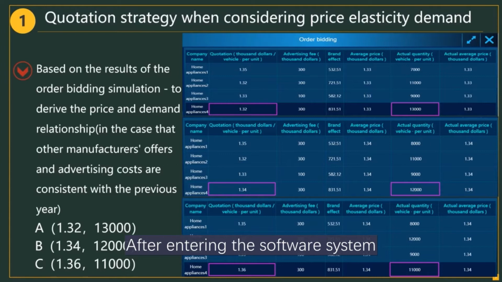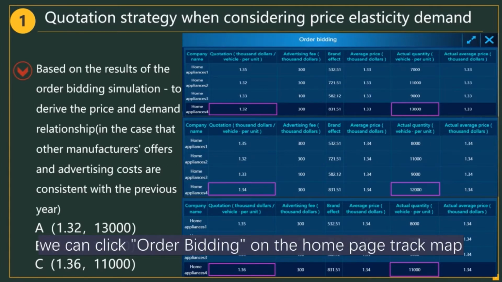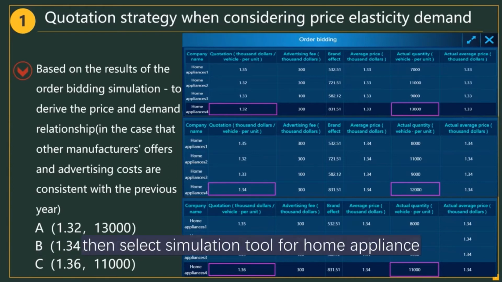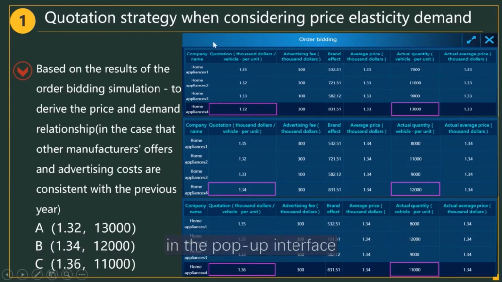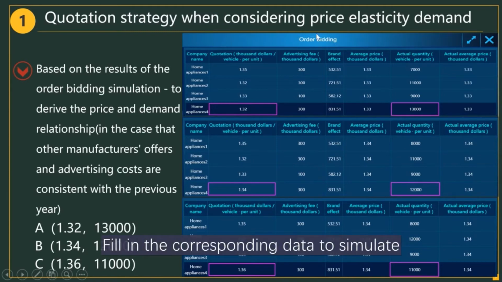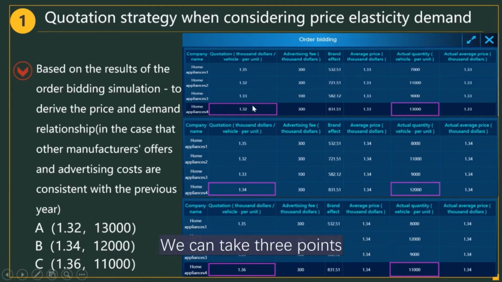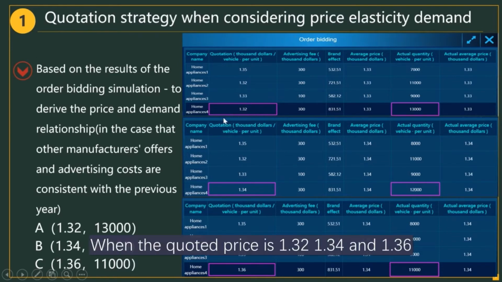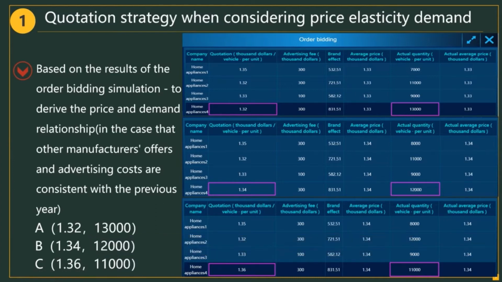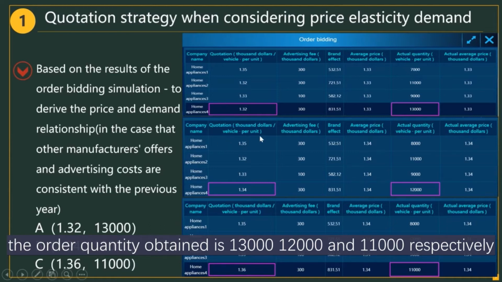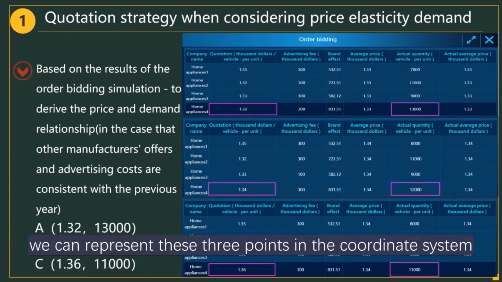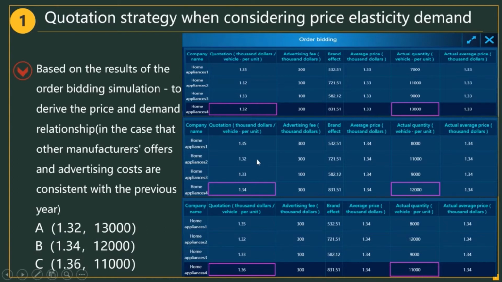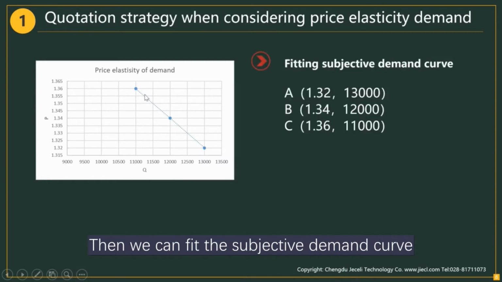After entering the software system, we can click Order Bidding on the home page track map. Then select Simulation tool for home appliance in the pop-up interface. Fill in the corresponding data to simulate. We can take 3 points. When the quoted price is 1.32, 1.34, and 1.36, the order quantity obtained is 13,000, 12,000, and 11,000, respectively. We can represent these 3 points in the coordinate system, named points A, B, and C respectively. Then we can fit the subjective demand curve.